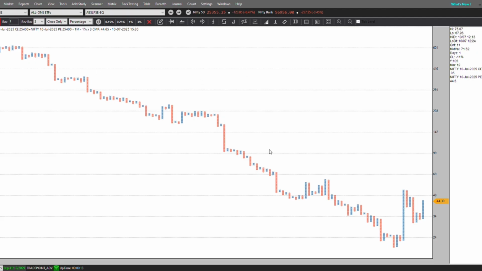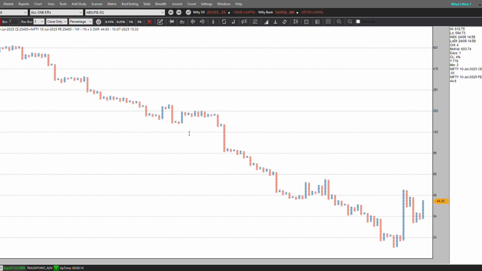Okay, let's analyze some charts. Okay, I will place a straddle chart which I traded from 7th July to today's expiry. Okay, and I got a sell signal on that day. So I will type Nifty 10th July expiry, which we did today, 25400.